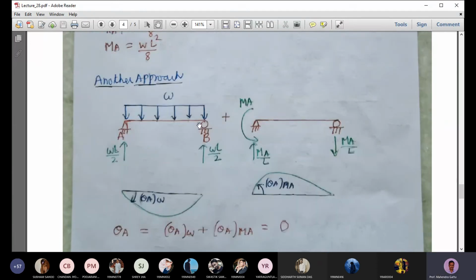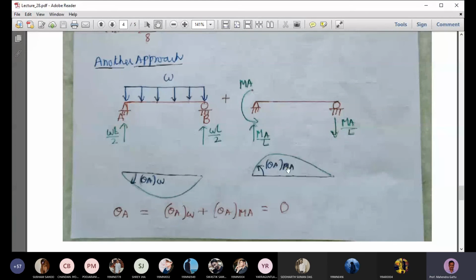Under the action of this distributed load, the beam will deflect. So there will be some rotation at A. That rotation we call theta A due to the distributed load W. Similarly, due to that moment restraint, MA, that we are applying on this beam, there will be some rotation at A. So the beam will deflect like this, and this rotation we are calling theta A due to MA. That is the rotation due to this applied moment MA.